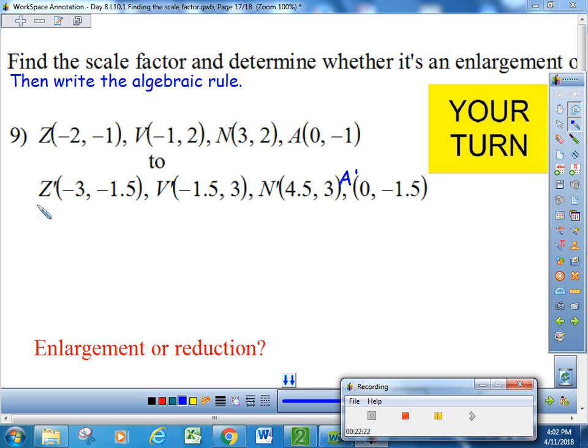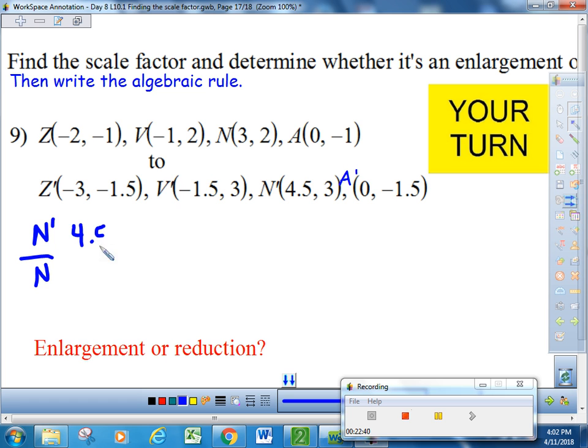All right, so you should have had time to work it out. And so if I look at these, they're all about the same. Maybe I'll pick n because they're all positive numbers. N prime over n, 4.5 and 3. These are my ordered pairs. This is going to be the x, this is the y. And then 3 over 2. Again, if you don't know what this simplifies to, you can always divide.